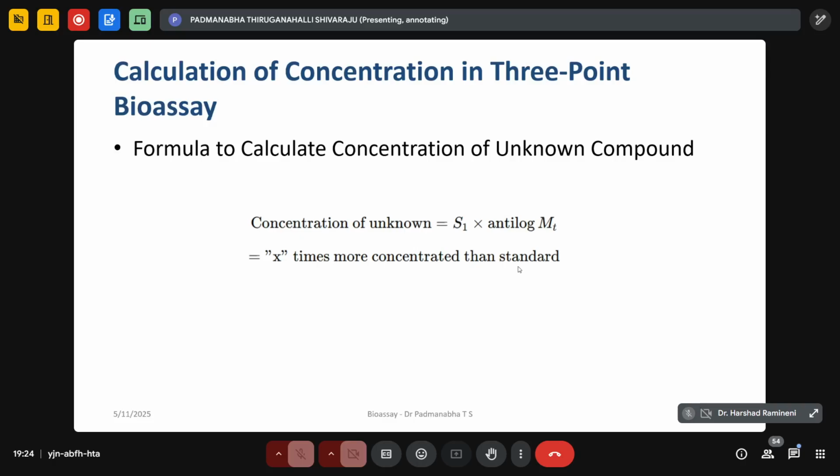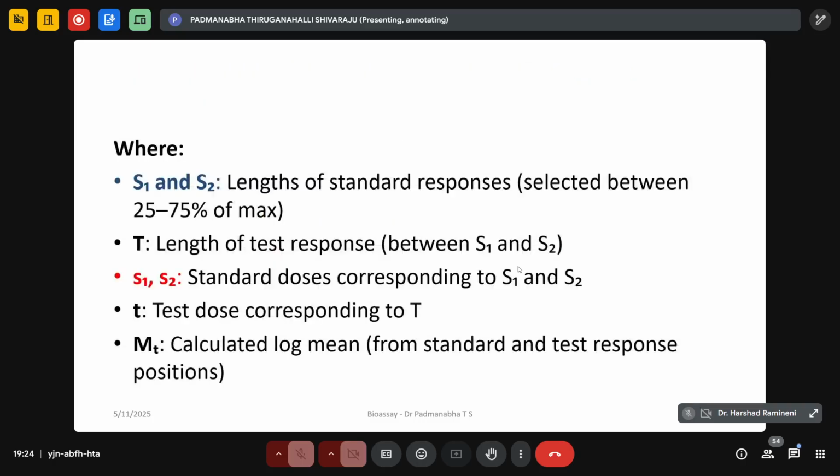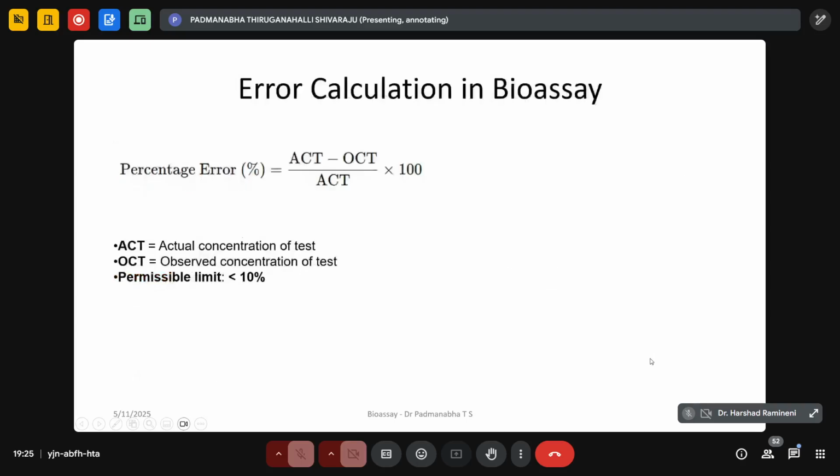So the number of x times more concentrated than standard is S1 into the anti-log of the mean of the test compound. S1 and S2 were the length of the standard response. Capital T will be the length of the test response. Small S1 and S2 will be the standard doses for S1 and S2 correspondingly. And T will be the test dose, small t will be the test dose corresponding to the T, that is the test drug, and MT will be calculated as the mean of these concentrations from the standard and test response positions.